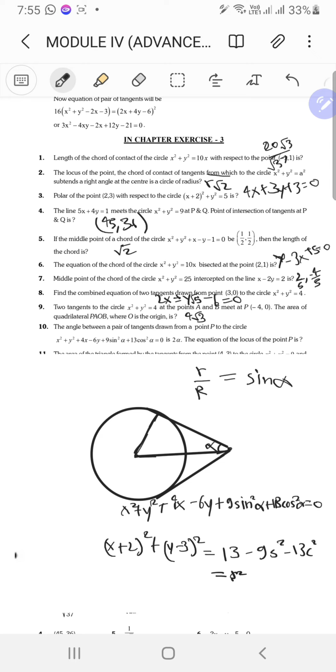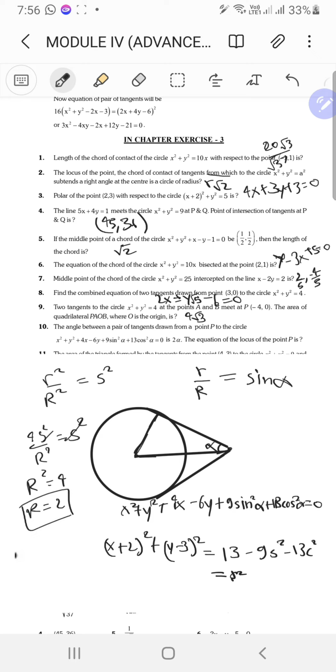What else? Right, so we know the value of r now. Okay, so small r squared upon capital R squared equal to sine squared alpha, and we know what small r squared is. It's actually just 13 minus 9 sine squared minus 13 cosine squared. Actually 13 minus 13 cosine squared is 13 sine squared, and 13 sine squared minus 9 sine squared is 4 sine squared, upon capital R squared equal to sine squared. So this cancels. Just get R squared equal to 4, so R equal to 2.